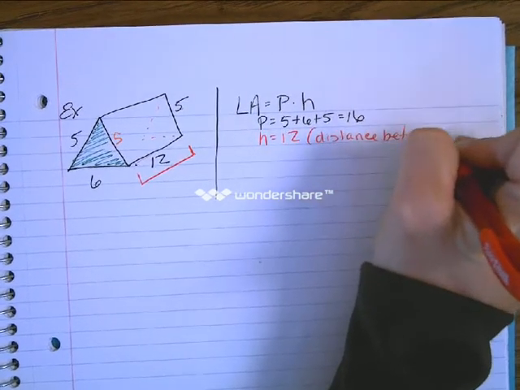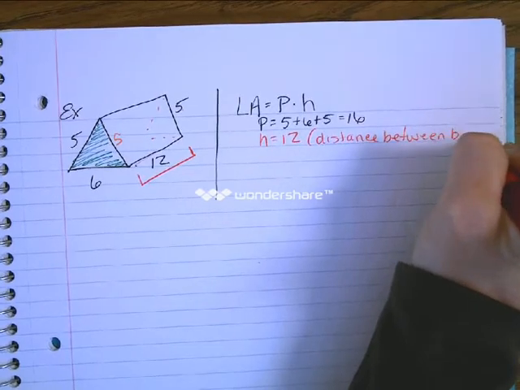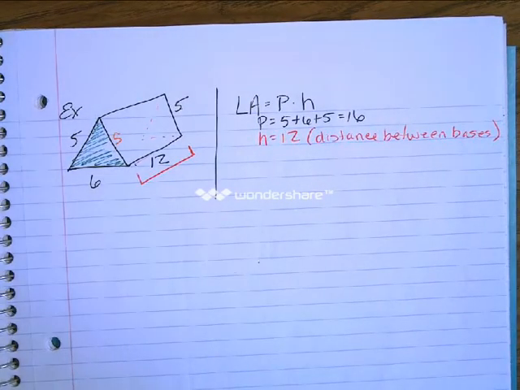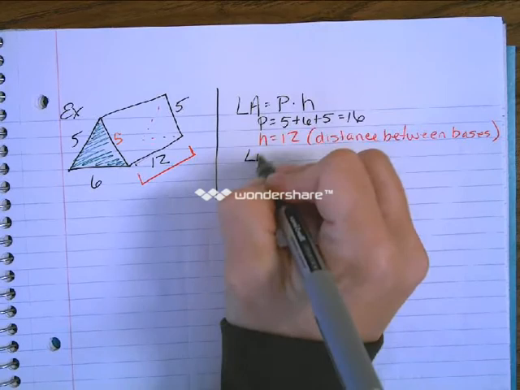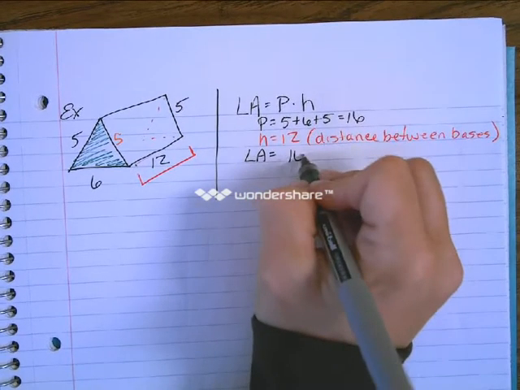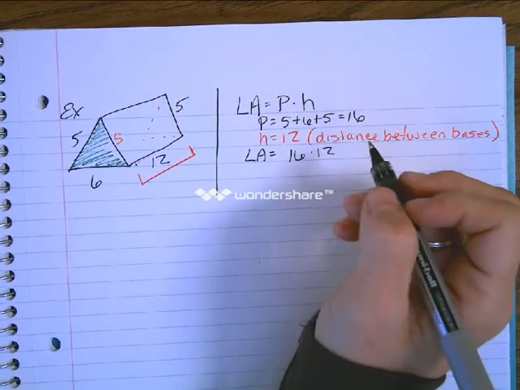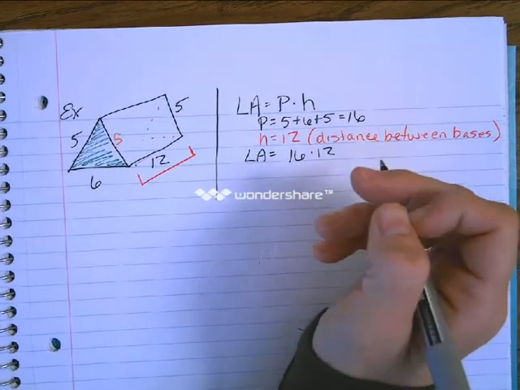And all I got to do is plug in. Lateral area equals 16 times 12. And that should be 192.